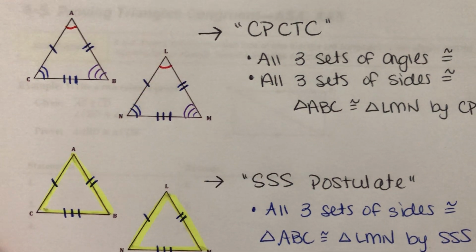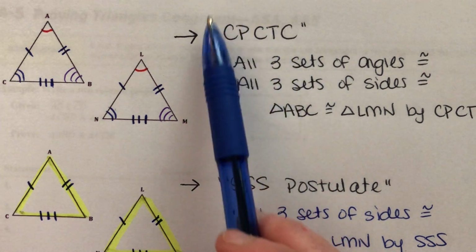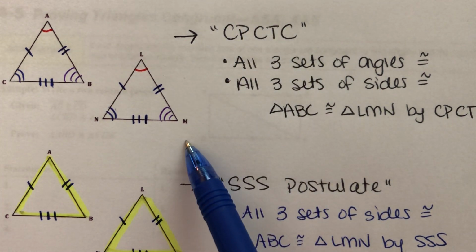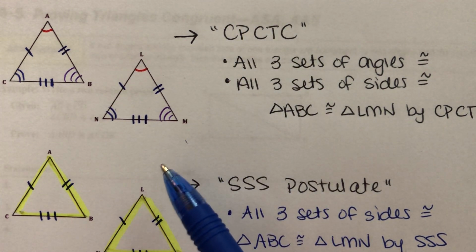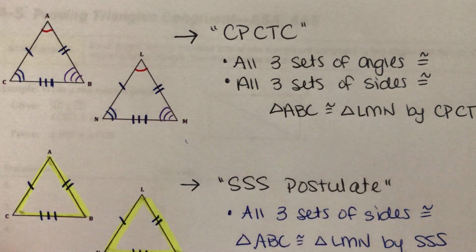And if we've proven all 6 parts are congruent, then the rule we use is called CPCTC. Corresponding parts of congruent triangles are congruent. Then we had some shortcuts, right? This was the long way. This is the one long way. Prove all 6 parts of 2 triangles are congruent. Then you can say the triangles are congruent because of CPCTC.